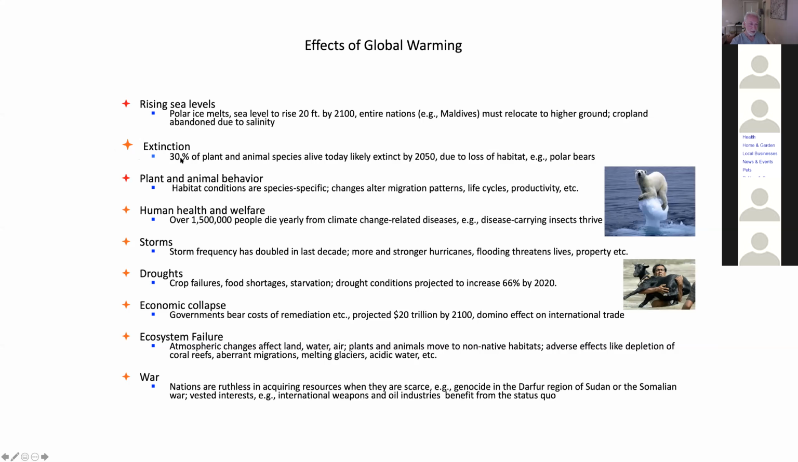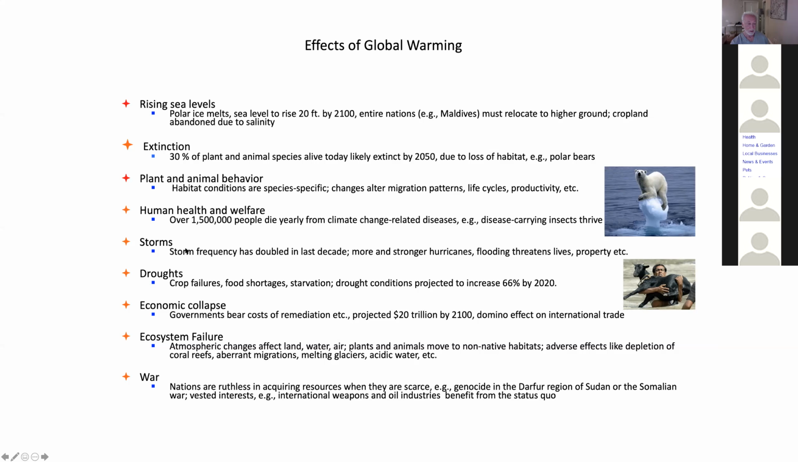Extinction. 30% of plant and animal species are likely to be extinct by 2050 due to loss of habitat. For example, polar bears will become extinct. There's nothing we can do to save them. They depend on ice, and the ice is going. Plant and animal behavior changes, human health and welfare. There are a lot of diseases related to climate change.